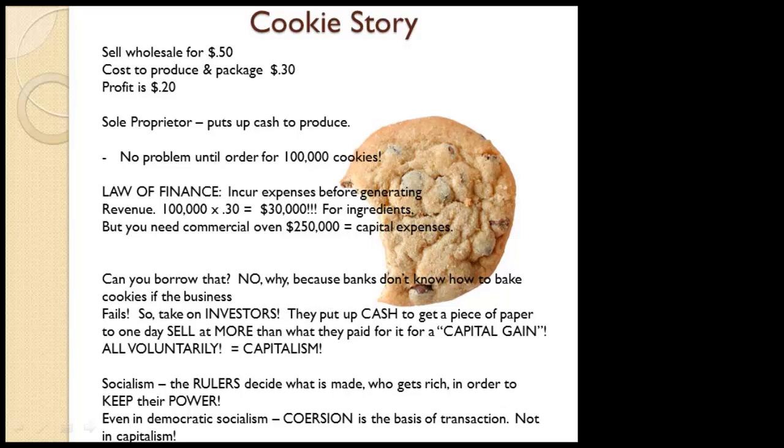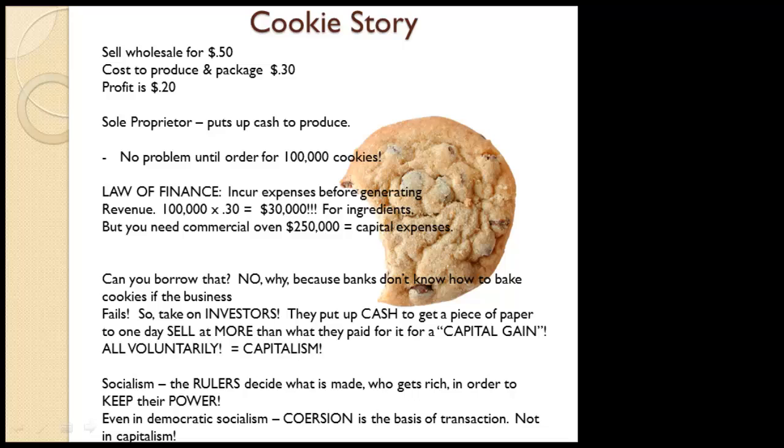If you have a cookie that sells wholesale for 50 cents, but it costs 30 cents to make it, and that includes the packaging, you've got a profit of 20 cents. So the sole proprietor, the individual, puts up his own money to produce it. The only problem is growth. If he sells 100,000 cookies, he or she has got to figure out how to come up with the money not only for the ingredients, but for what are called capital expenses, like having an oven that'll be big enough to do that. And this actually is the true story behind Famous Amos Cookies and Mrs. Fields Cookies, who faced that problem.